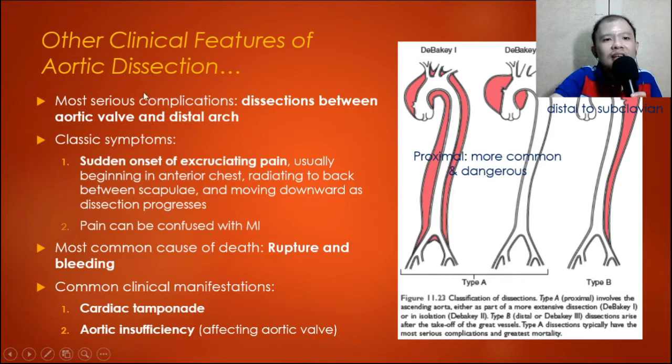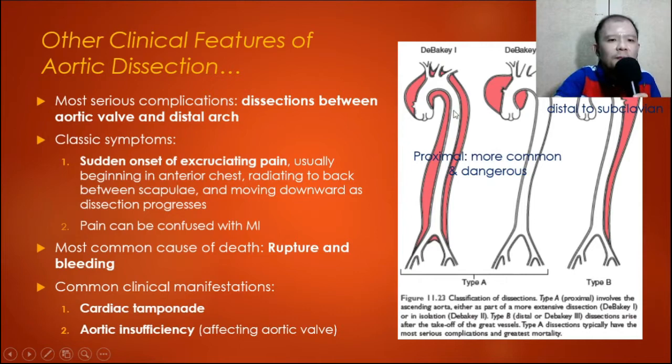So I'm talking about the first figure and the second figure. When aortic dissection involves already the aortic valve, that is already dangerous. But if the aortic dissection involves the distal part, the distal aorta or descending aorta, that is less harmful.